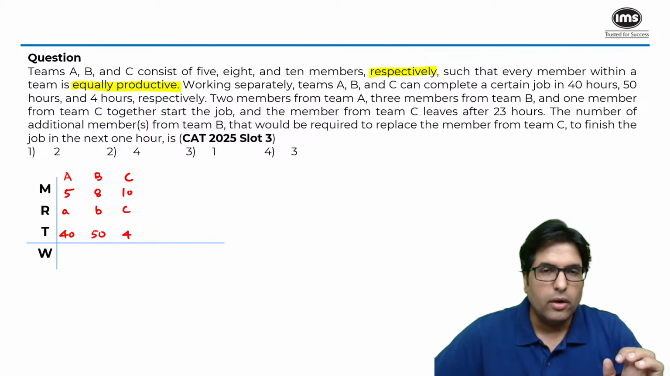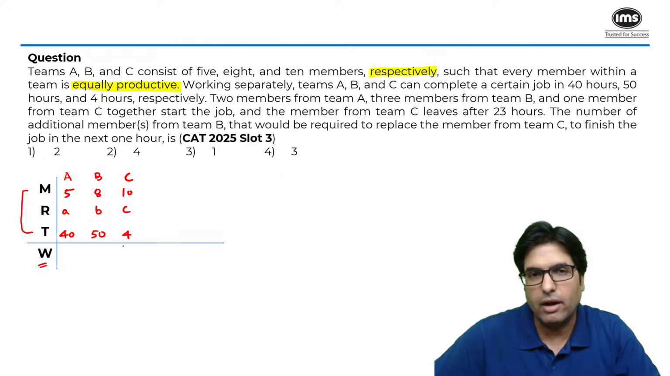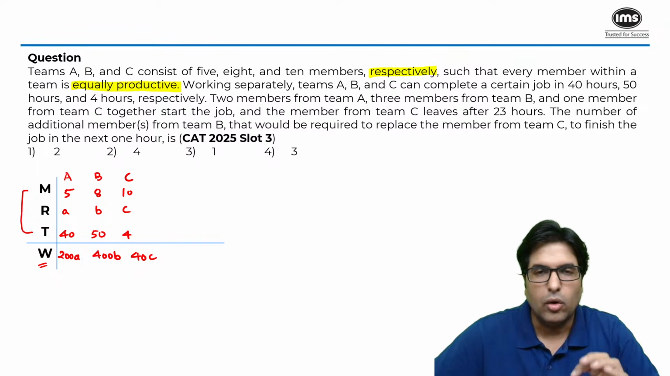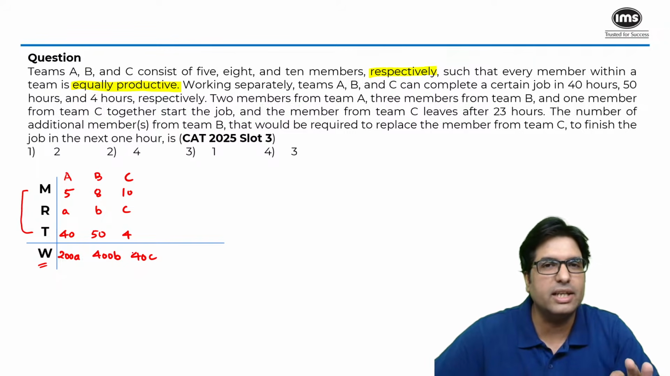If they do so, what will we do? We'll multiply all these three rates with their times to get the corresponding value for work. If we do so, we get 40 into 5, 200A, 50 into 8, 400B, and 40 into C, 40C. All these represent the same work that these people are doing independently as team A, team B, team C.